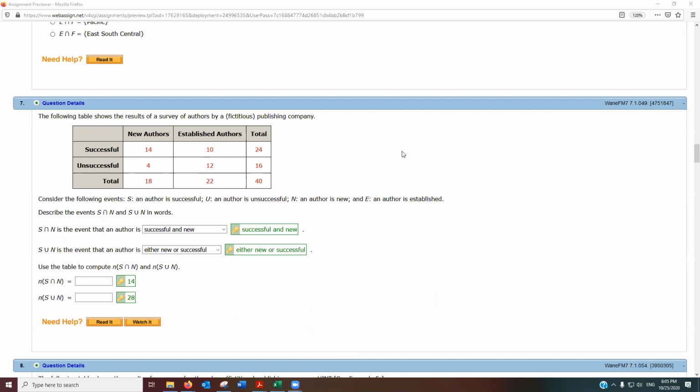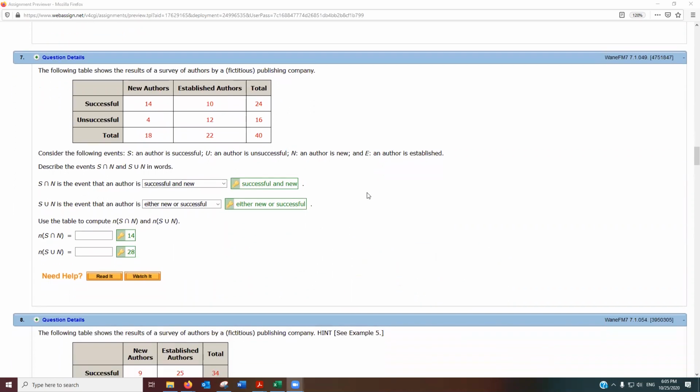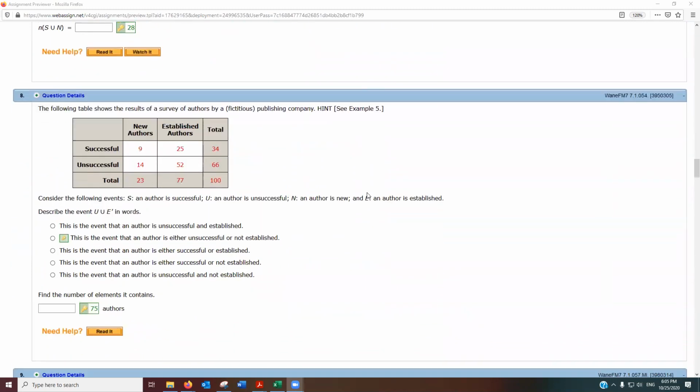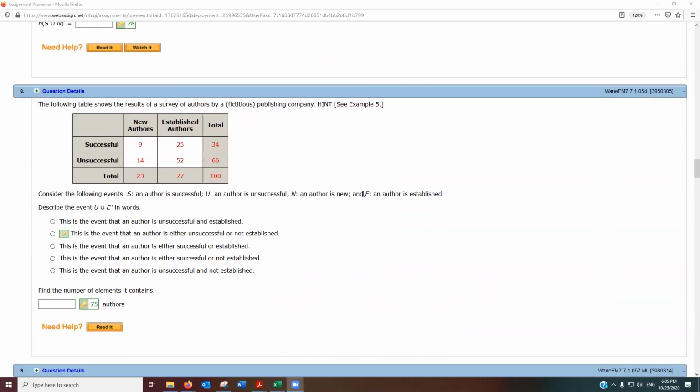All right, let's do a few more. How about if we look at number 8 here? So for 8, they're telling me it's the same setup. S is author successful, U unsuccessful, N, the author is new, E, the author is established. And now they're saying describe the event U union E prime.